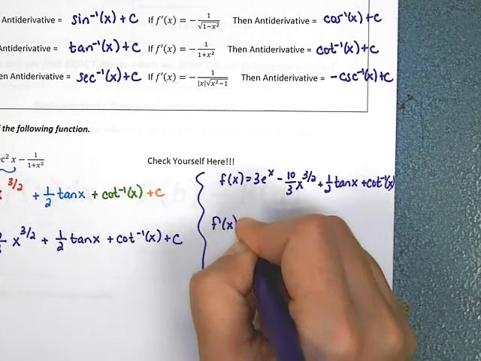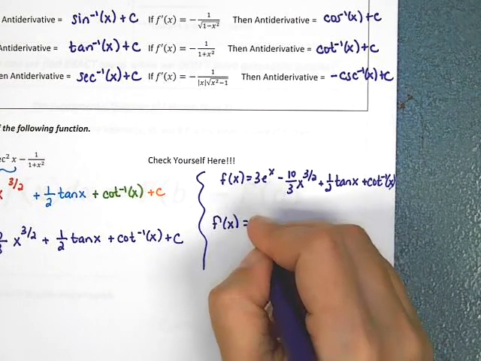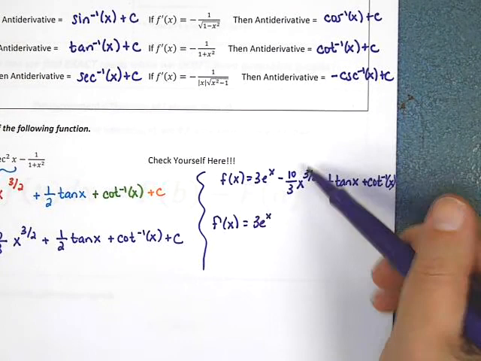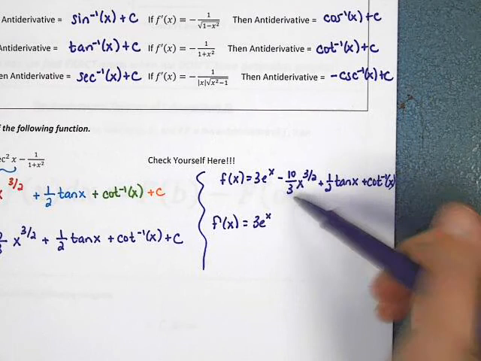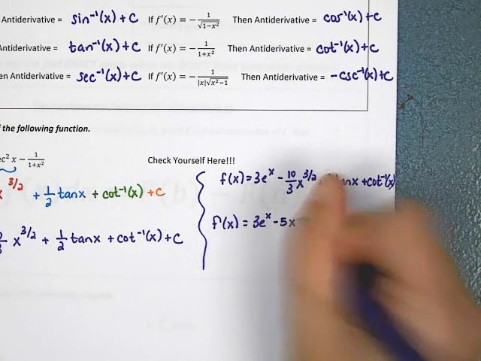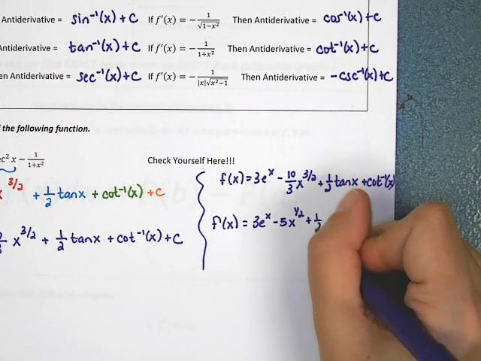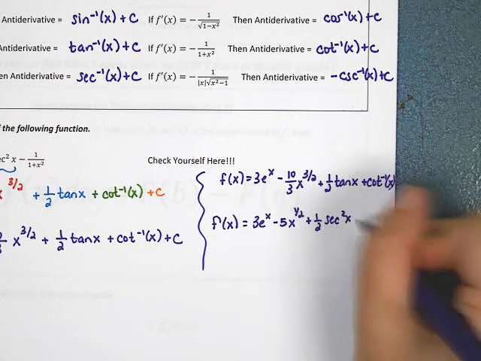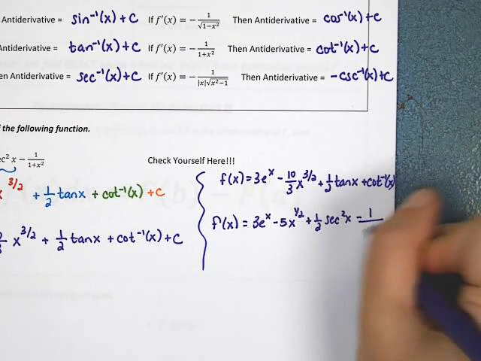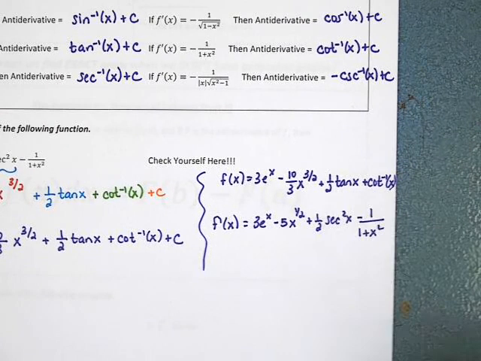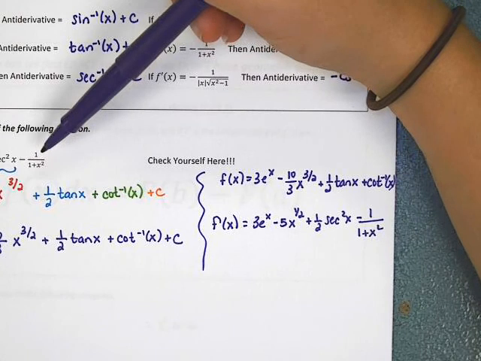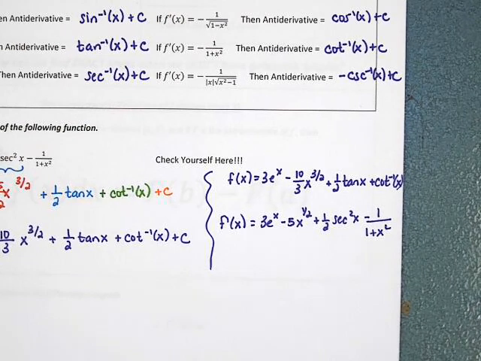If I think back to what I learned for an entire semester, the derivative of e to the x is just e to the x. If I drop the 3/2, the 3s cancel. 10 divided by 2 is 5x to the, subtract 1, I get 1/2. Plus 1/2, the derivative of tangent is secant squared. And the derivative of cotangent is negative 1 over 1 plus x squared, which is the same thing I started with here. So I know that I got my antiderivative right. I would strongly encourage all of us to get into the habit of checking ourselves by taking the derivative before we move on to the rest of the problem.